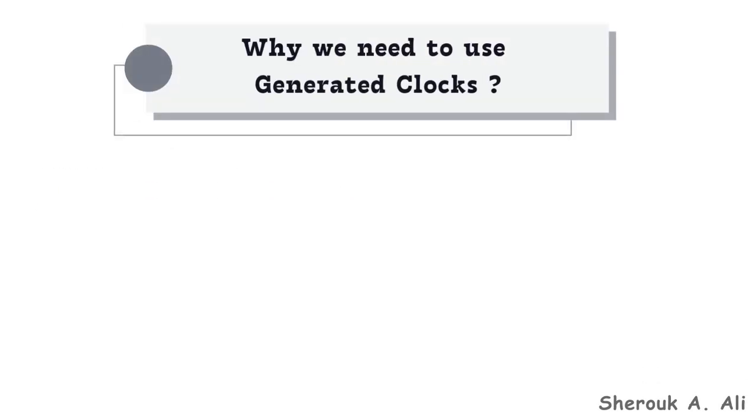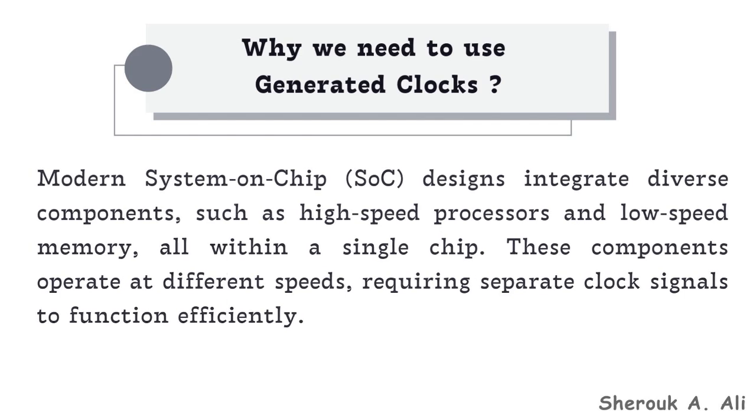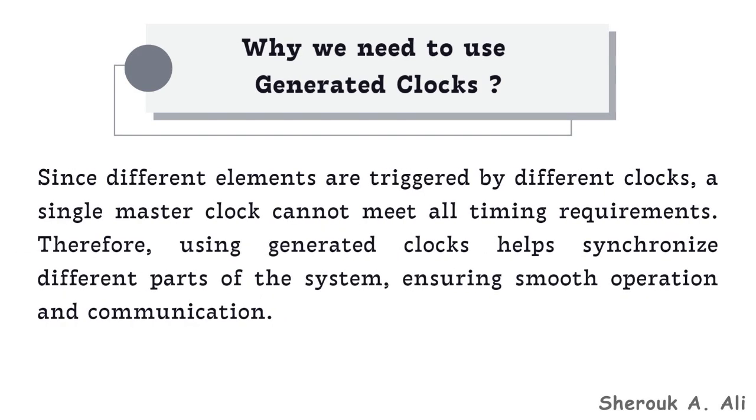Why do we need to use generated clocks? To answer this question, we need to know that modern system-on-chip designs integrate diverse components, such as high-speed processors and low-speed memory, all within a single chip. These components operate at different speeds, requiring separate clock signals to function efficiently. Since different elements are triggered by different clocks, a single master clock cannot meet all timing requirements. Therefore, using generated clocks helps synchronize different parts of the system, ensuring smooth operation and communication.